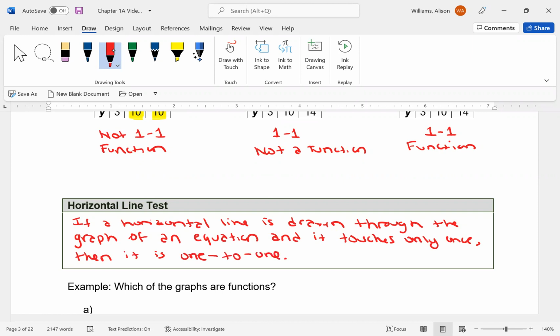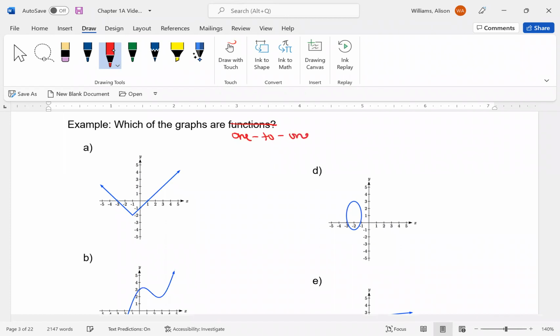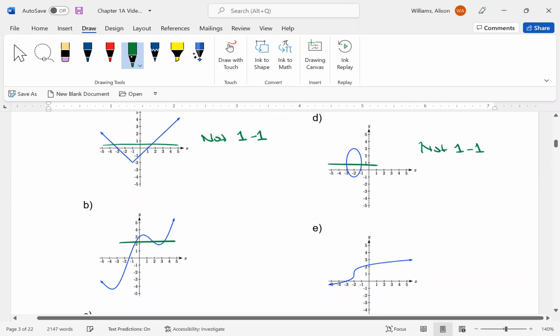Okay, that is possible. So which of the graphs, actually, I think this is supposed to say which of the graphs are one-to-one here. I'll make sure to fix that on the notes. All right. So horizontal line test this time. Boom, that one fails. So it's not one-to-one. That one fails too. It failed both vertical line test and horizontal line test. This one fails. Boom, there it hit 3 times. Okay, not one-to-one.